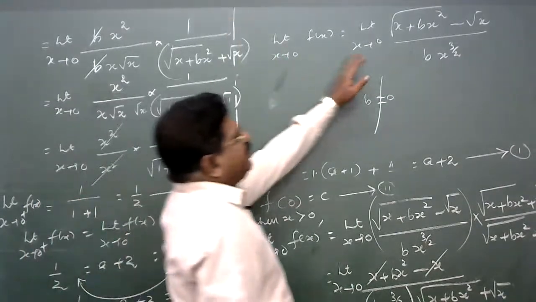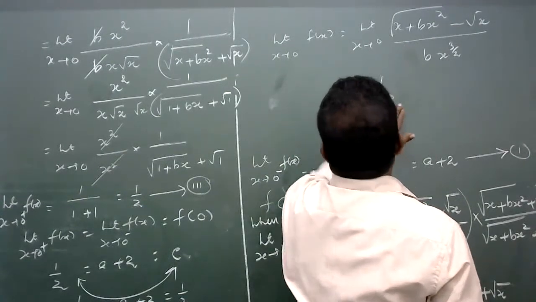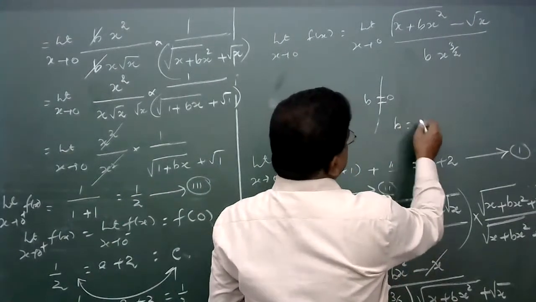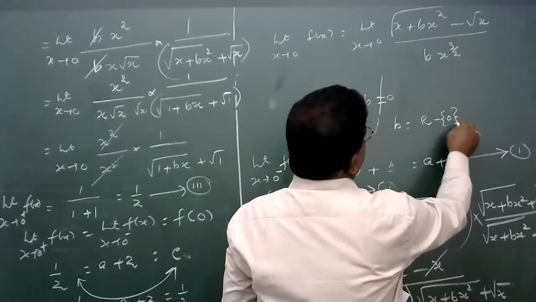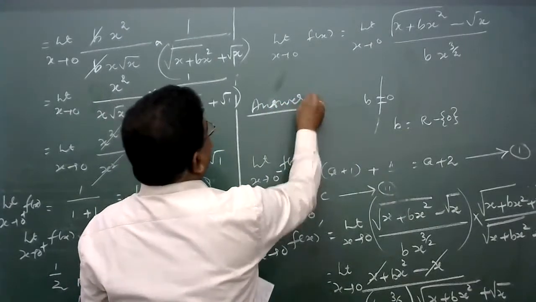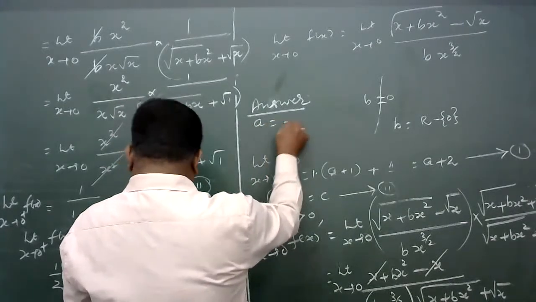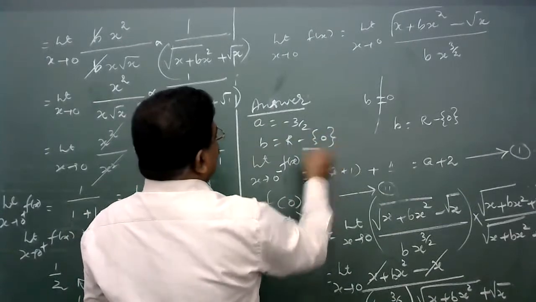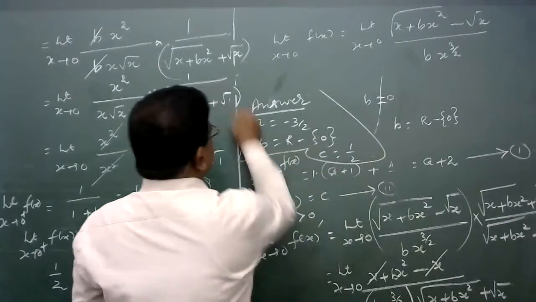But in the function, when b becomes 0, it is indeterminate. That's what the value of b is equal to. The value of b is equal to any real value other than 0, so R minus 0. So the answer is, you can make it easy for your examiner: a is equal to minus 3 by 2, b is equal to R minus 0, and c is 1 upon 2. This is the answer.